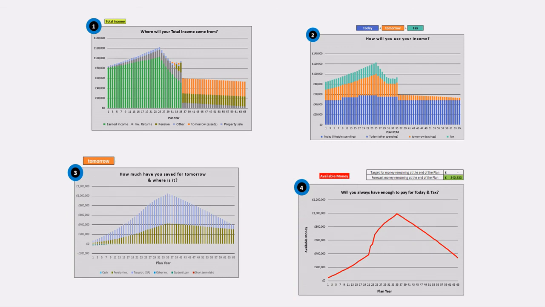Graphs 3 and 4 show how much you will have at the end of each year and raises the question of whether you will have too much or not enough, and how you might find a better balance in either case. Very few people plan to be the richest person in the graveyard.